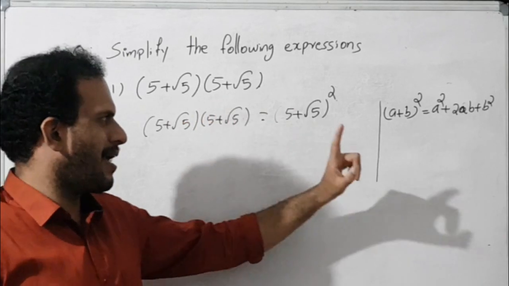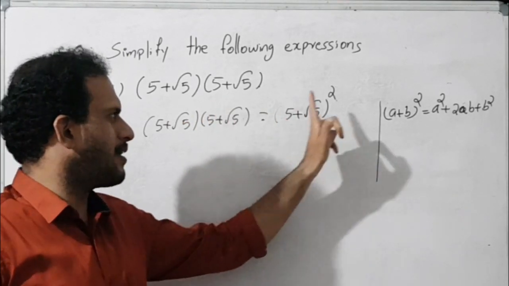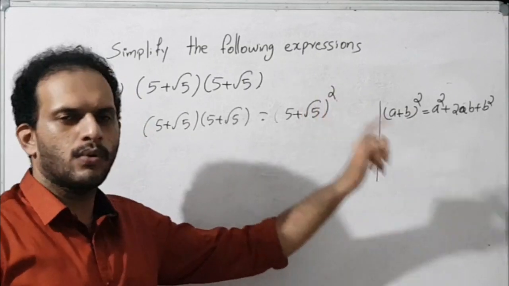What is instead of a? Instead of a here is 5. What is instead of b? Instead of b is root of 5.